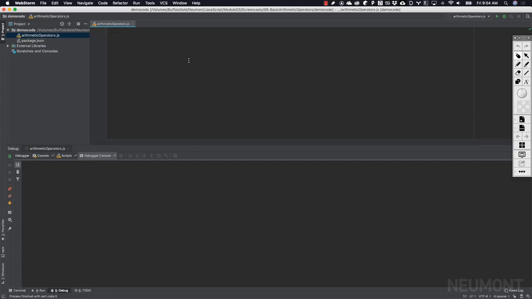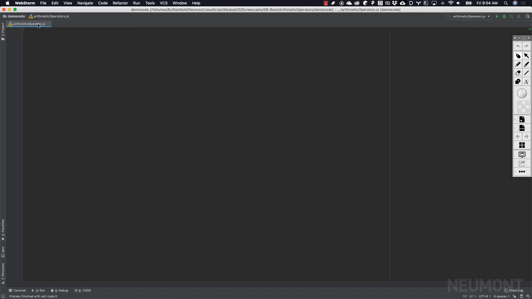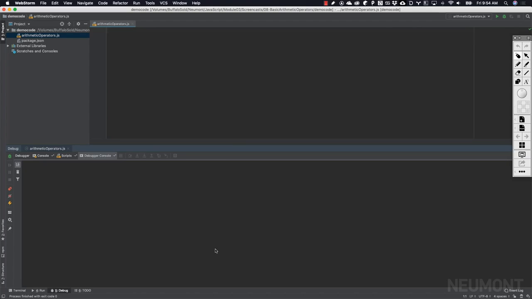So let's begin with addition. Right here I've got an IDE set up. We've got a JavaScript file that I titled Arithmetic Operators. And down here I've got a JavaScript console running against Node.js so that we can see the output of what we are executing immediately without needing to switch over to a browser and reload pages. This will make it easier for us to focus on the actual programming rather than on reloading browsers and opening JavaScript consoles.